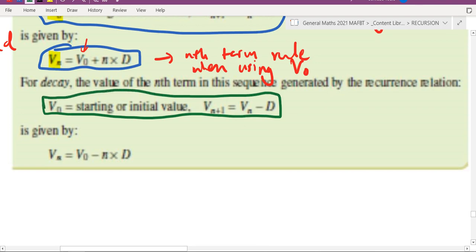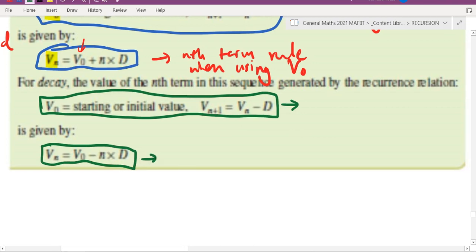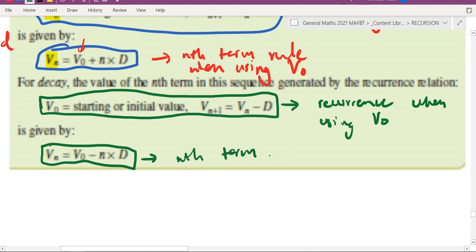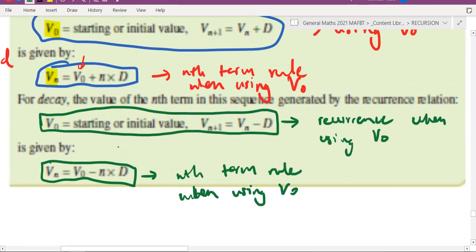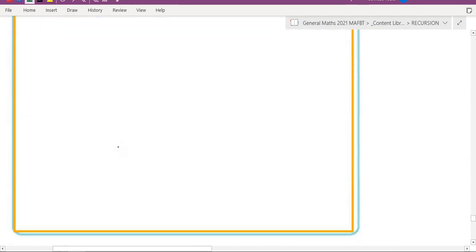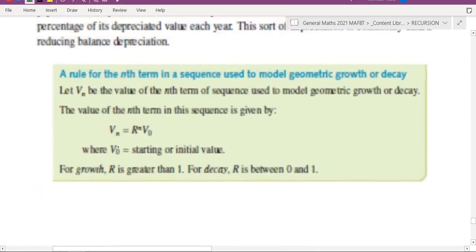Very important that you know them. Okay, these ones. So this is going to be recurrence when using V0. But just keep in mind that this one has a depreciating. Okay, and this is the nth term rule when using V0. But again, it's for depreciating, so it's going down. Okay, let's keep going. That'll be all in there, guys. So, how much left? Okay, there's a little bit more, then we're done.